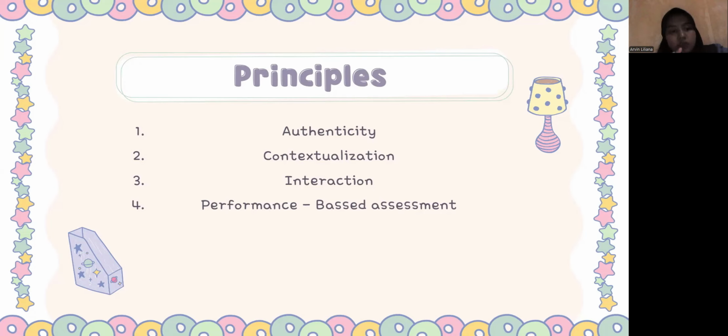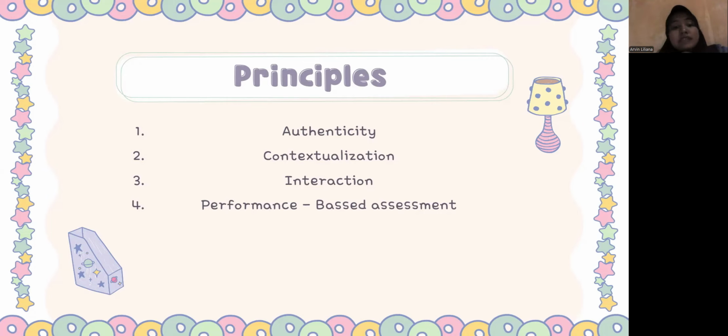The third is interaction. Communicative tests should involve interaction between the test taker and another person. This may involve tasks like conversation, role play, or group discussion. Interaction is crucial for assessing the ability to communicate, including listening, speaking, and understanding the nuances of communication.